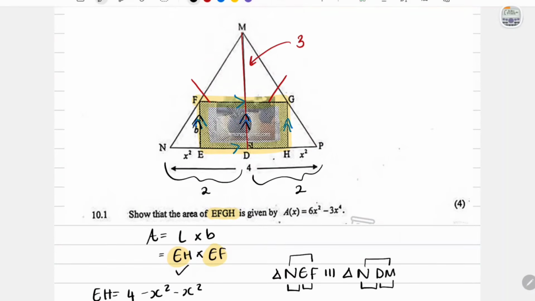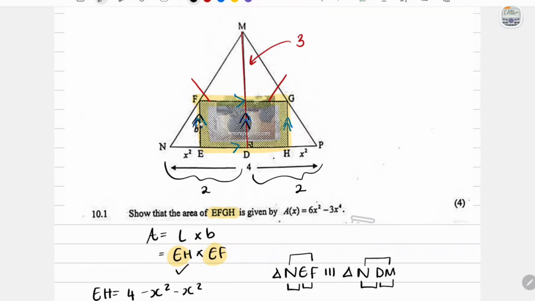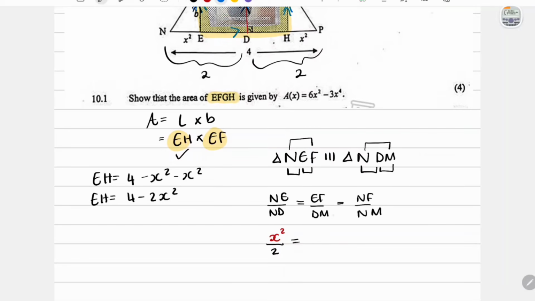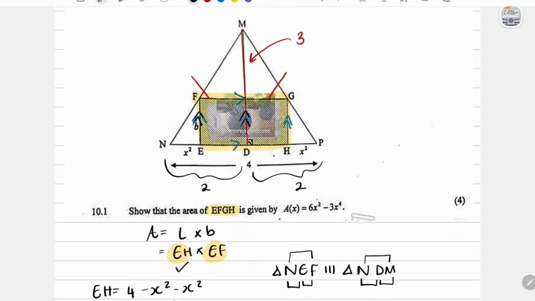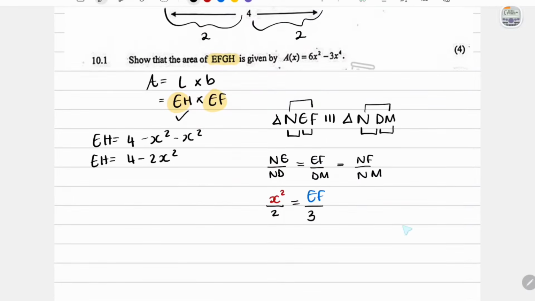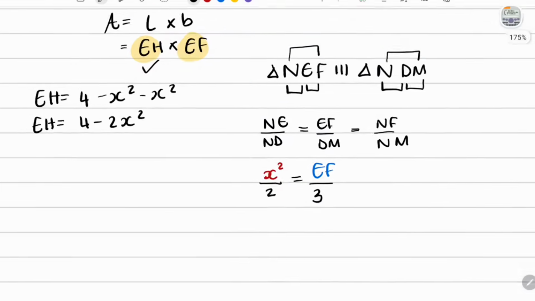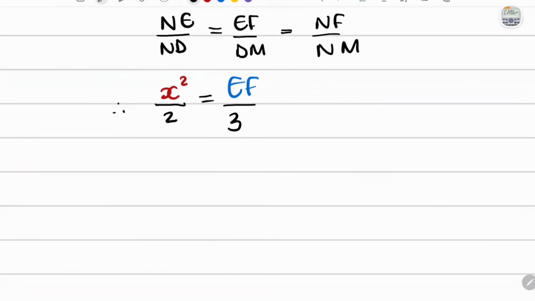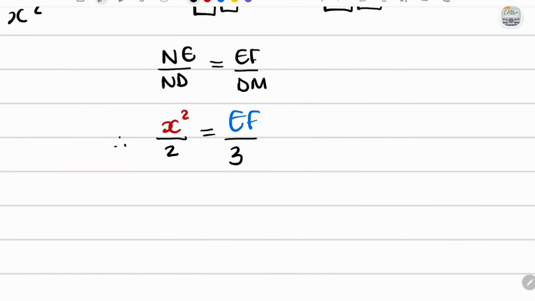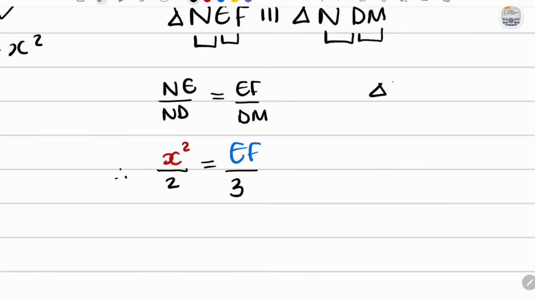EF. Now, where's EF? EF is this. It's what we're looking for. It's fine if it's empty, no problem, because we're looking for that. Over DM. DM is 3. Yay. So this is actually looking very good. I would have gone ahead and found these, but I see I don't even need them anymore. I just need these two. I'm going to work with that. So I'm just going to erase that. Don't really need that. This is, of course, because of similar triangles.